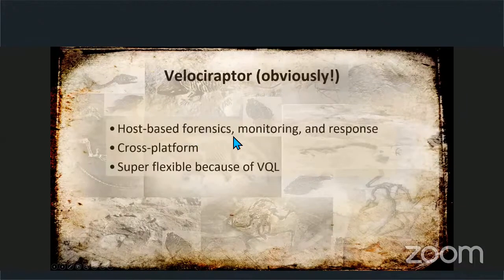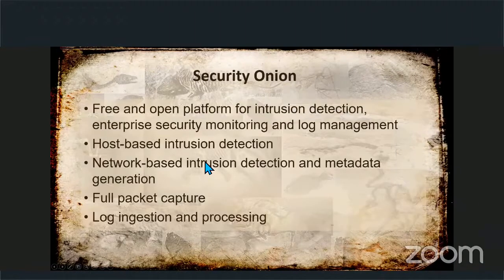Now, obviously, as with the other talk, Velociraptor is one of the core components in this particular setup. We've got that for host-based forensics, monitoring and response, the cross-platform awesomeness, and the super flexibility. But aside from that, one of the other big components is Security Onion. I'm not sure how many folks on this webinar and conference have used Security Onion before, but it's been around for a while.